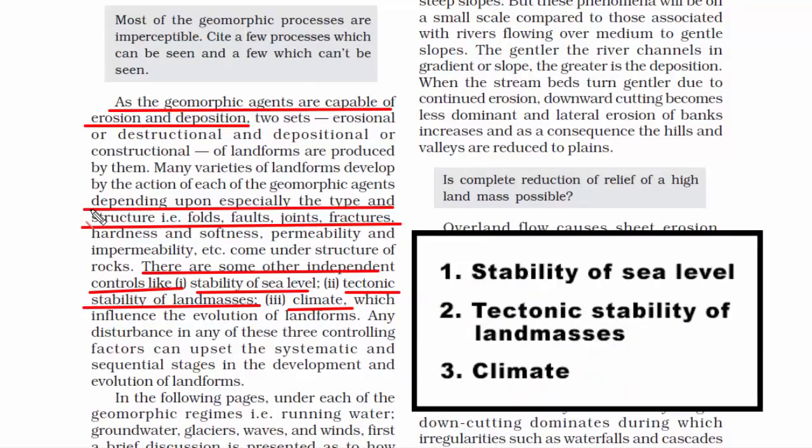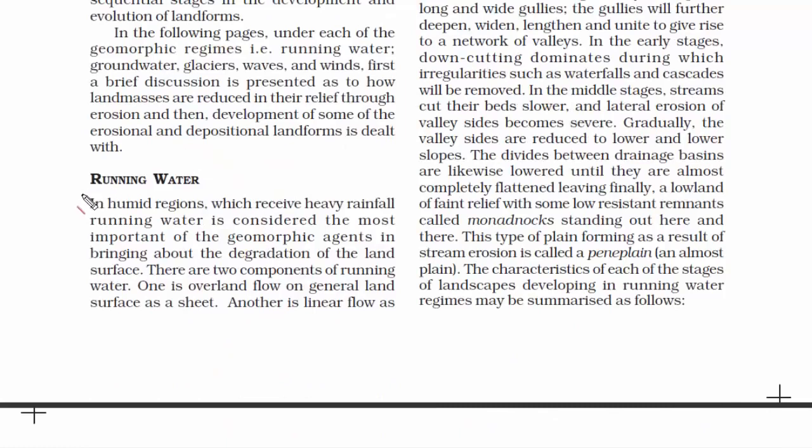So this is how these three independent controlling factors can upset the systematic and sequential stages in the development of evolution of landforms. Now we are going to read about some exogenic agents that reduce land masses through erosion, and at the same time also help in developing new landforms. The first exogenic agent is running water. You know the meaning of running water. Now there are two components to it.